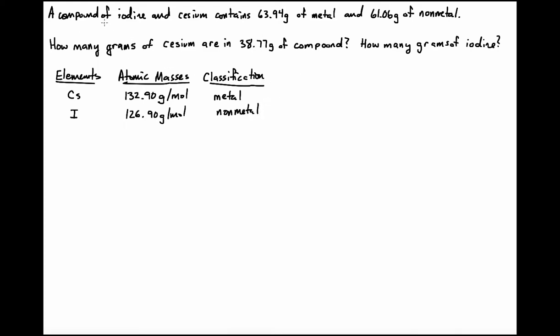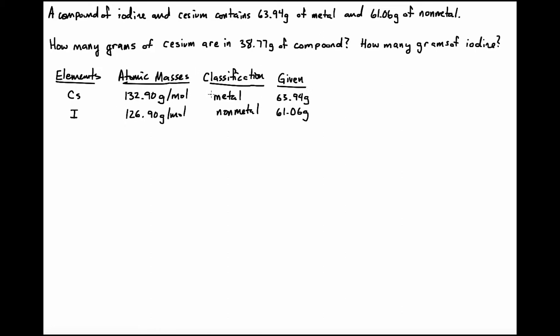So what is the first part of this problem telling us? I'll write another column, given. The compound contains 63.94 grams of metal. So let's write that here, 63.94 grams and 61.06 grams of non-metal. So don't get confused in how they're wording the problem in terms of the order, iodine, cesium, metal, non-metal. You have to classify them according to the periodic table, and that's what we've done.